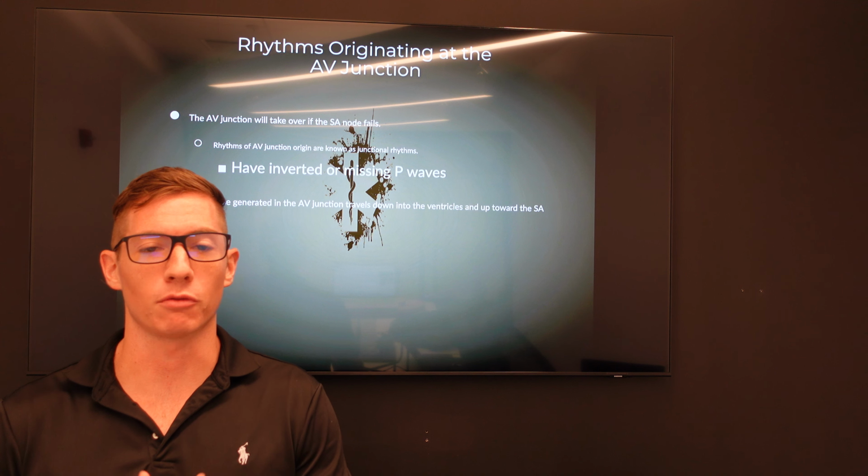So this leads to three possible circumstances in which the QRS complex appears normal. If the impulse begins moving upward through the atria before the other part enters the ventricles, then you're going to get an upside down P wave.